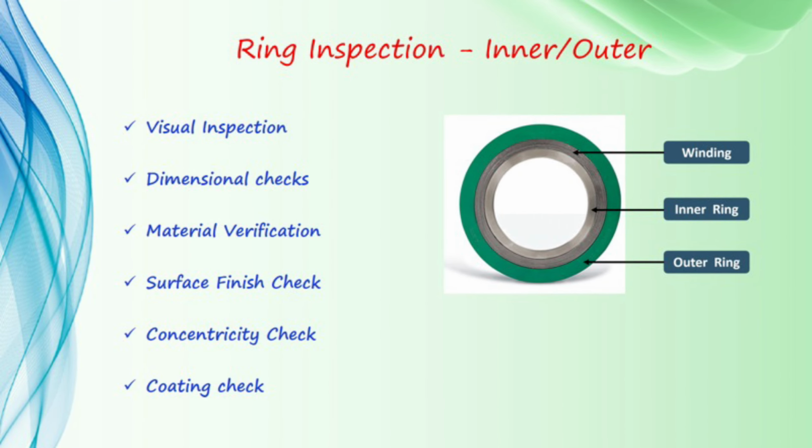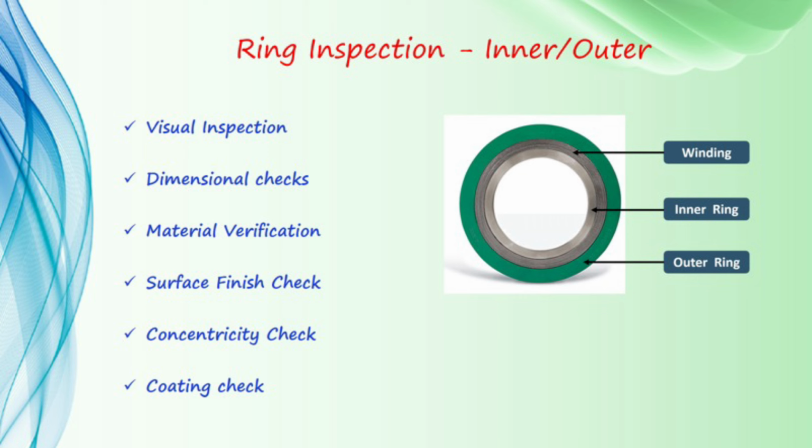Now we will see the ring inspection, inner and outer ring. Here I have specifically covered this part in the spiral wound gasket inspection because it plays an important role in the gasket performance. So the QC inspector has to do visual inspection, dimension check, material verification record, surface finish check, concentricity check and coating check for the inner and outer ring. Details are mentioned in this complete video, so everybody can refer to that and do the inspection.